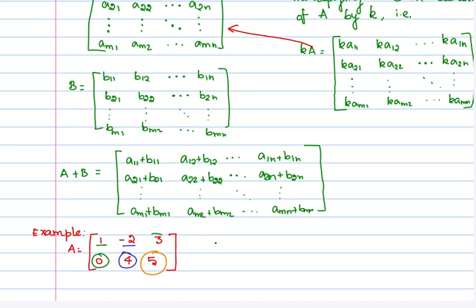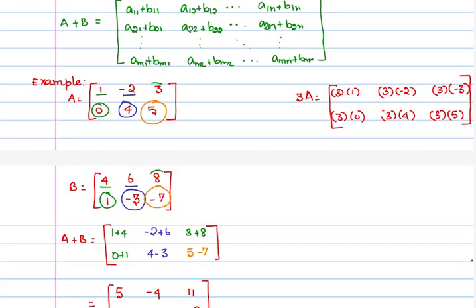Suppose I want to find 3A, where this is the A matrix. 3 is a scalar, correct? 3A means 3 times 1, 3 times the second entry minus 2, then the first row, third column entry is minus 3, so 3 times minus 3, then 3 times 0, 3 times 4, 3 times 5. So this is my 3A, the scalar multiplication of the matrix A. The scalar here is 3.